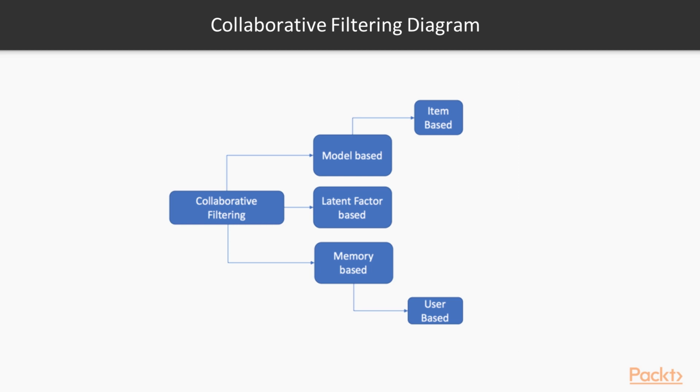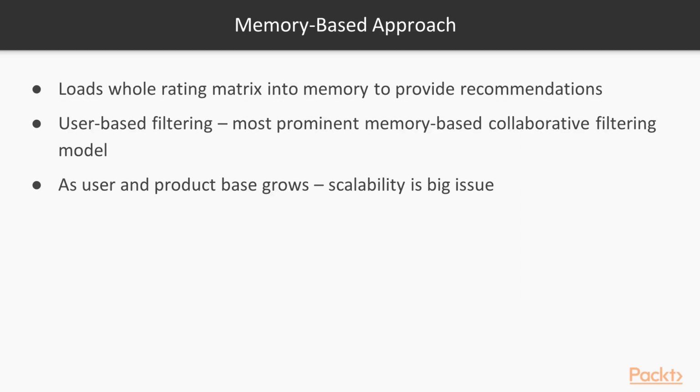There are other approaches to collaborative filtering, that is memory-based approach, latent factor-based approach, and model-based approach. The memory-based approach is further classified as user-based approach, and model-based as item-based. Having discussed the hypothesis behind the algorithm, let us look at the approaches to collaborative filtering. Let's start with memory-based approach. The memory-based approach to collaborative filtering loads the whole rating matrix into memory to provide recommendations, hence the name, memory-based model. User-based filtering is the most prominent memory-based collaborative filtering model.